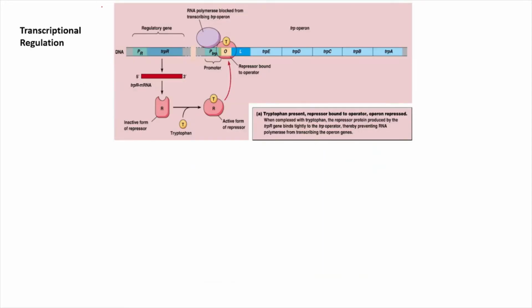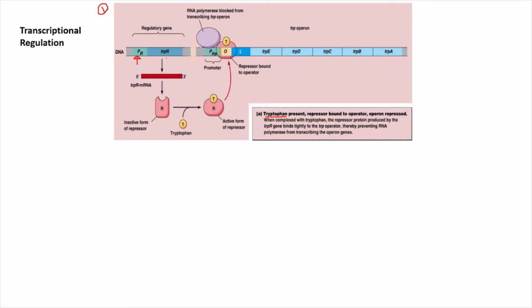So the first step, when tryptophan is present. As I have already told you, the trp operon is involved in the biosynthesis of the amino acid tryptophan. So if tryptophan is present in the media, then what will happen? Bacteria will not need to synthesize tryptophan. So the tryptophan operon needs to be switched off because tryptophan is already present. What will happen? This is the regulatory gene with its own promoter region. Alright, this is the promoter region of the regulatory gene.